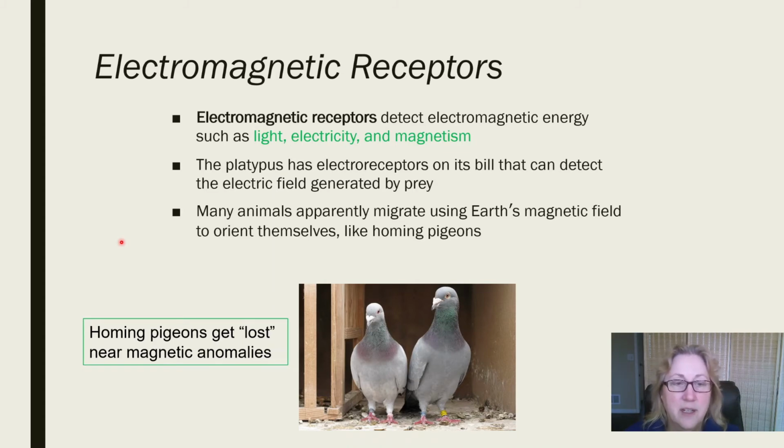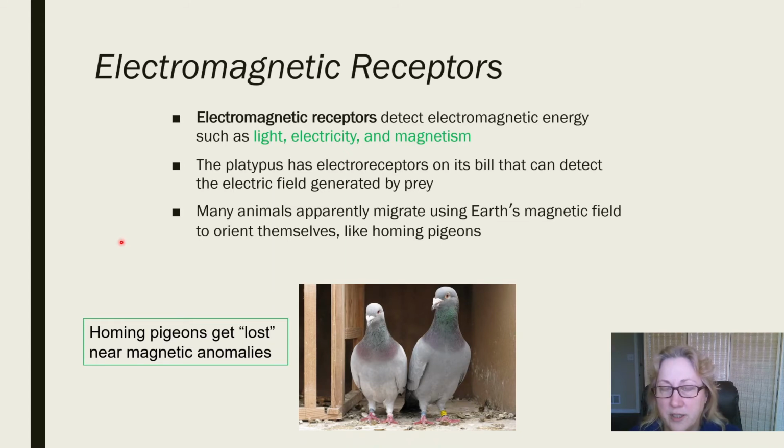Detecting the magnetic field of the Earth, this has been speculated about for 100 years, and it's only been definitively proven in the last few decades. How homing pigeons find their way back to their home base has been speculated about for a long time. We still think that homing pigeons are using more than just the Earth's magnetic field. Other migrating birds have also been shown to use the Earth's magnetic field to migrate. Like swallows use the Earth's magnetic field to migrate.